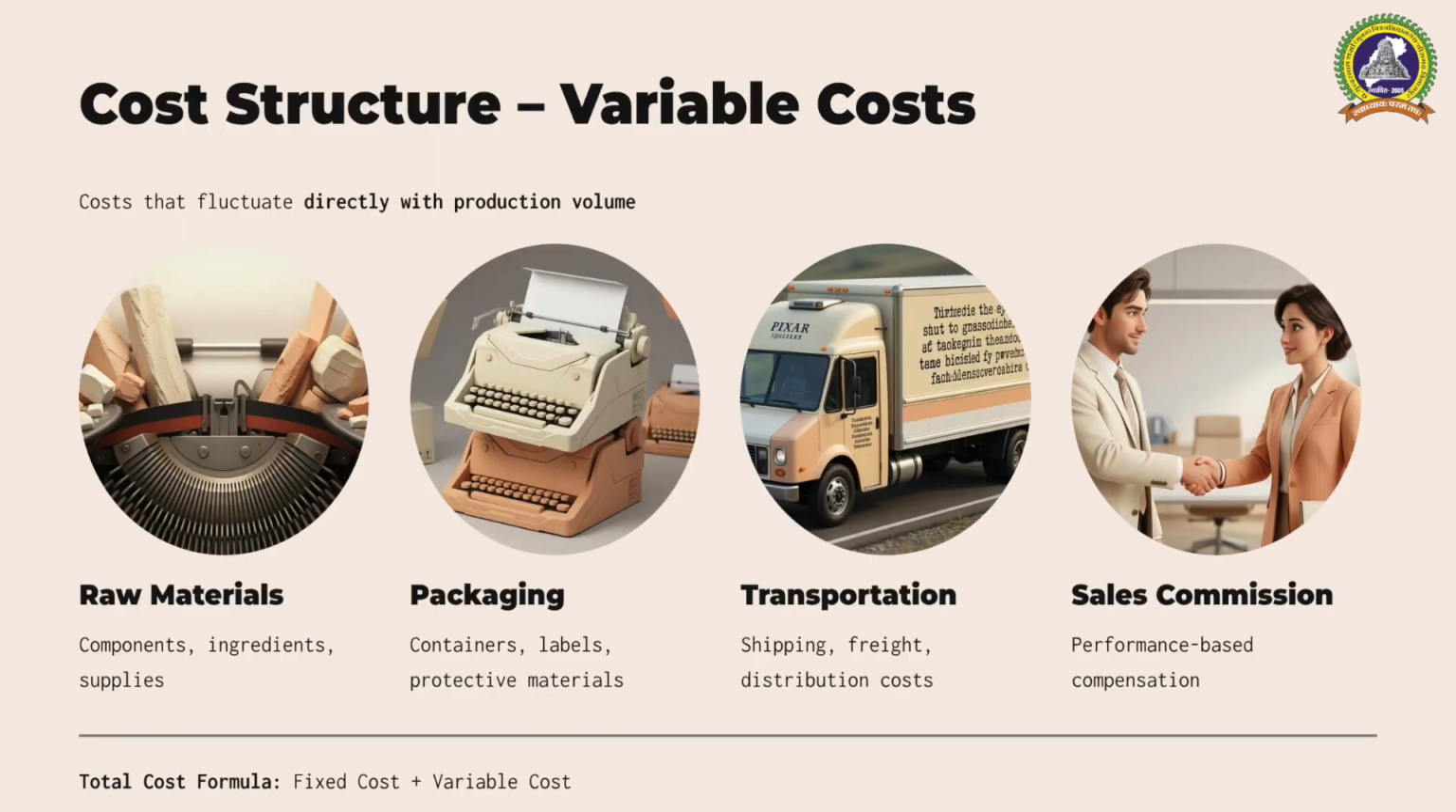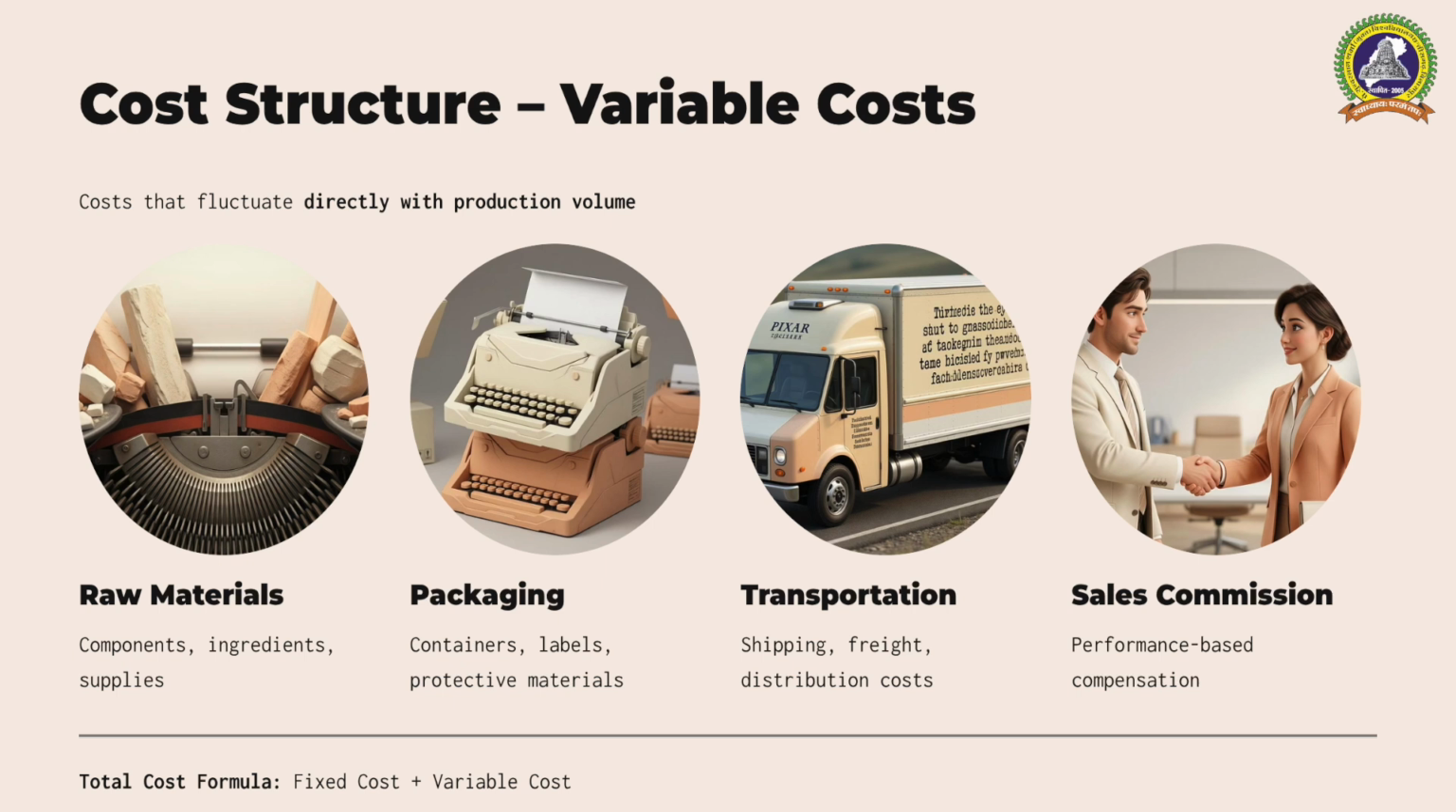The second component is variable cost. Unlike fixed cost, these have a direct linear relationship with your output. If you produce nothing, your variable costs are zero. As production ramps up, these costs rise in lockstep. Common examples include raw materials, packaging, shipping fees and sales commissions. Let us distinguish this clearly.